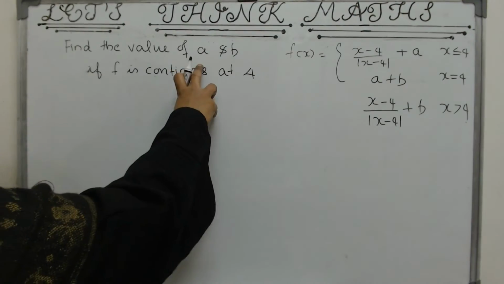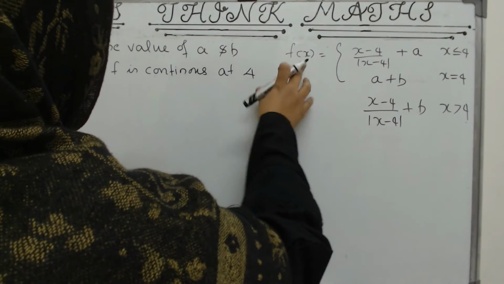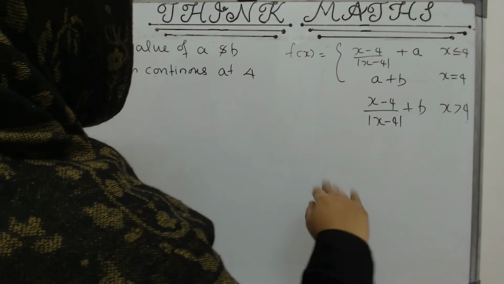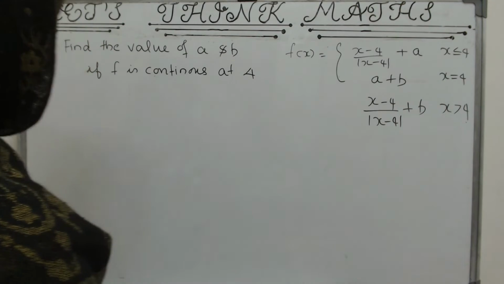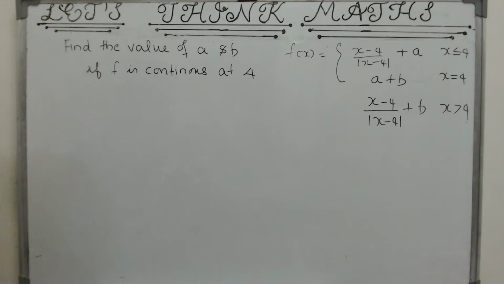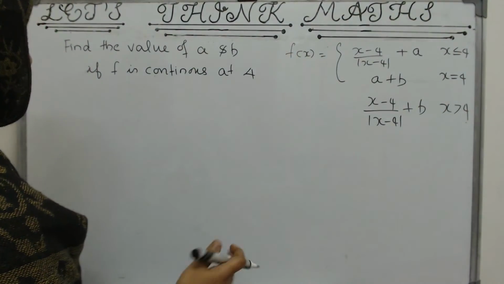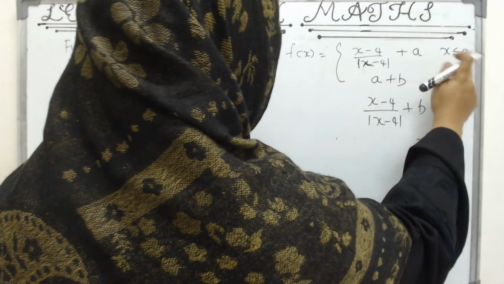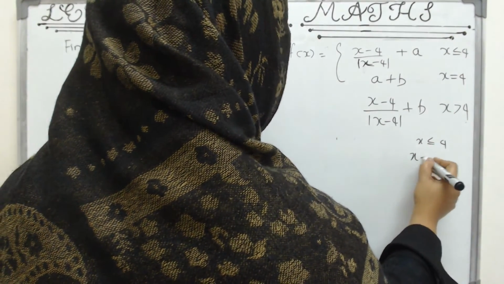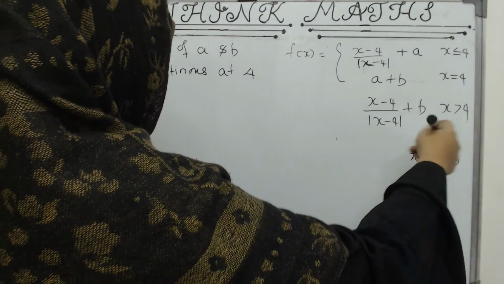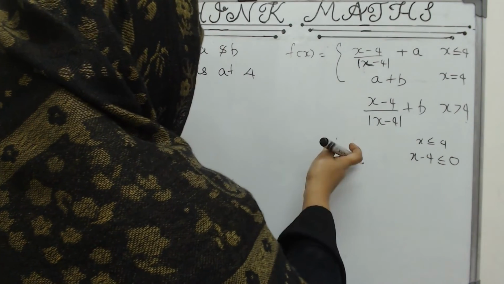We have to find the value of a and b if your f is continuous at 4. That means to the left of 4, to the right of 4, and at 4 you will have the same value. But you see here modulus, just first get rid of modulus. For x less than or equal to 4, what do you have? x minus 4 is less than or equal to 0. I have just subtracted 4 throughout the inequality.